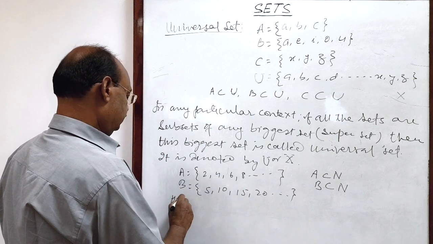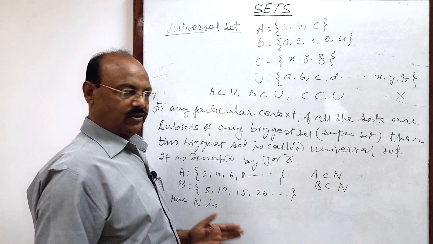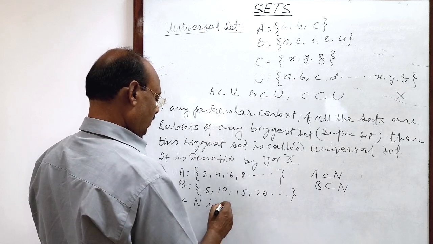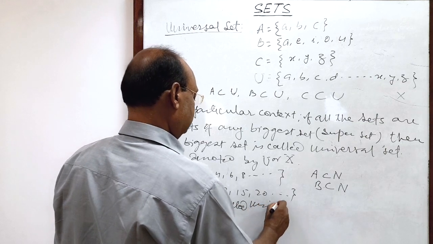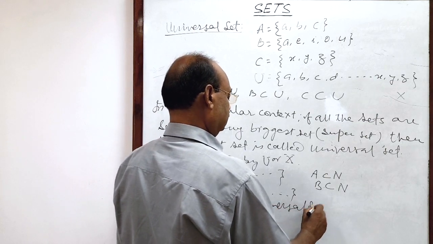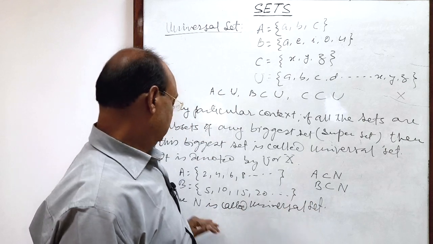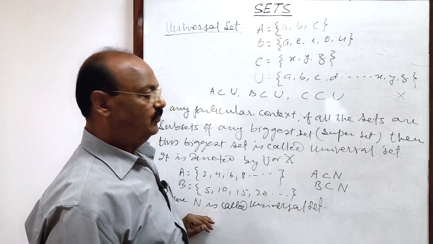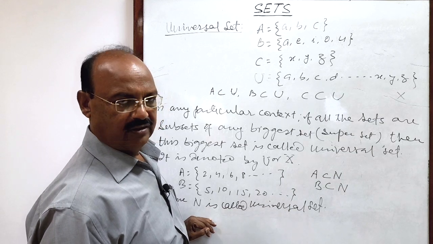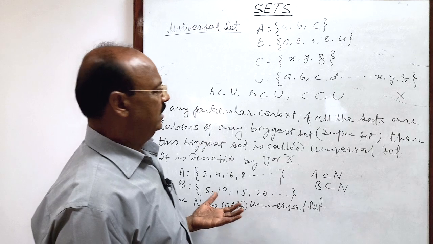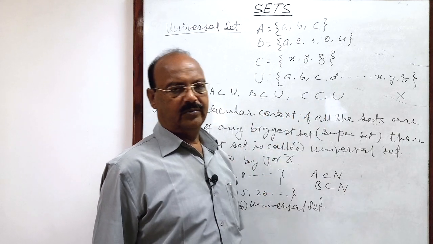Here N means set of natural numbers is called universal set. But in this particular case, generally we denote the set of natural numbers by N, or sometimes you can denote it by U or X as per our requirements.